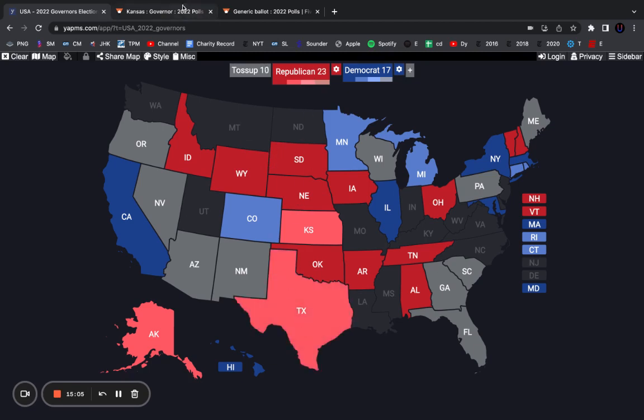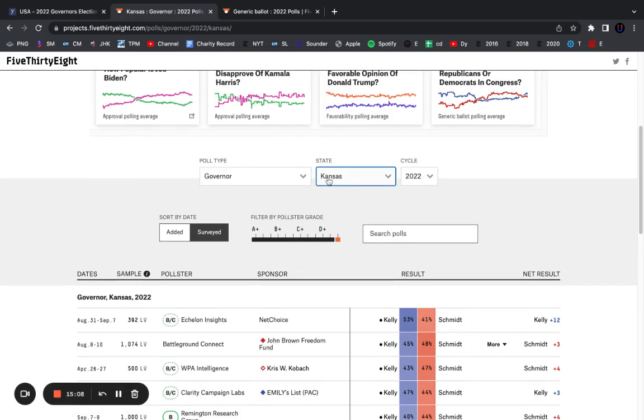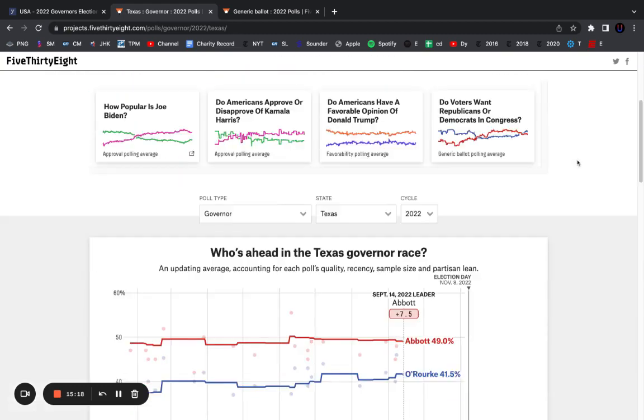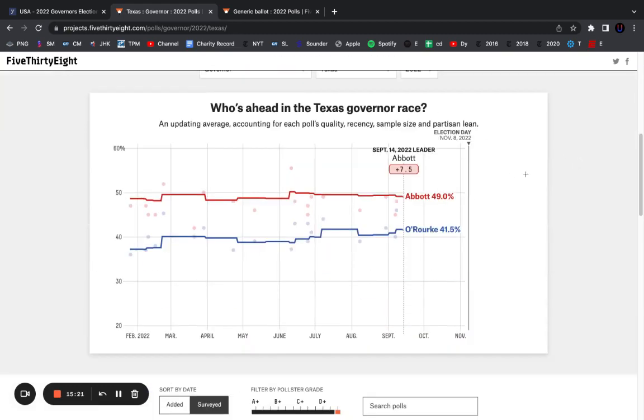Texas, I think Texas is underrated. Everyone says Beto's going to lose by like 12. I think he'll lose by like 8 or 9%. I think it'll be single digits. That's what I will say. We don't have a ton of polls. Abbott's up by 7.5, which I think is actually pretty accurate right now.